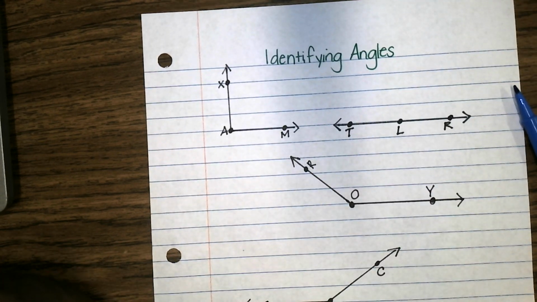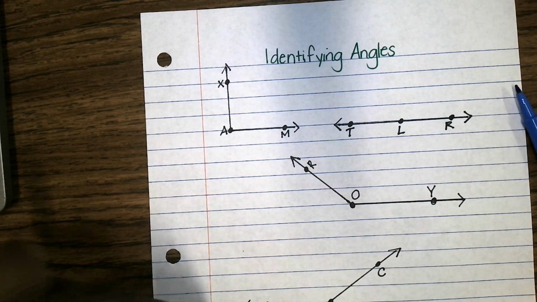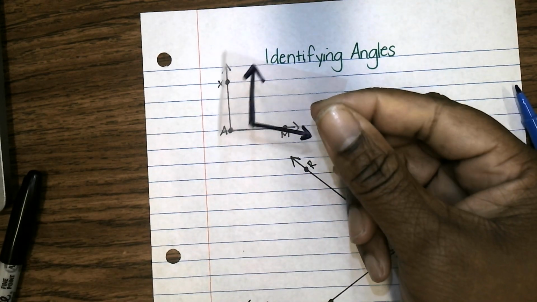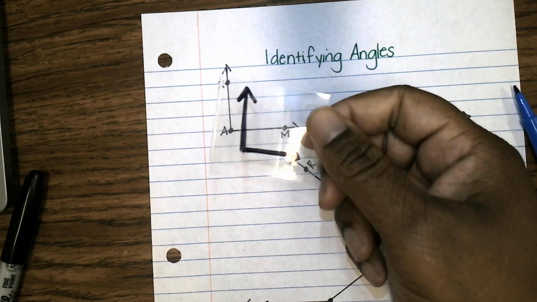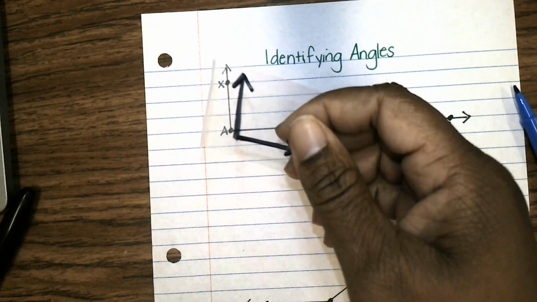But what we are going to do is determine what type of angle it is. And just as a reference, we're going to use this tool. Okay? And again, it's not perfectly drawn, but we're going to consider this to be a right angle.